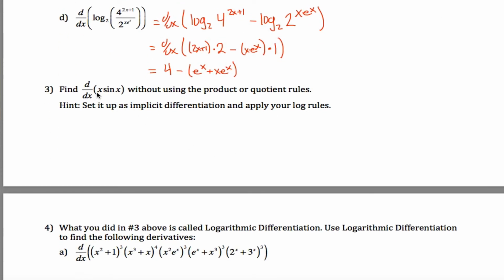Last one on this page, find the derivative of x times sine of x without using the product or the quotient rules. Without using the product or quotient rules. I guess that's proper English. That might seem impossible. It's something times something. How am I going to do that?